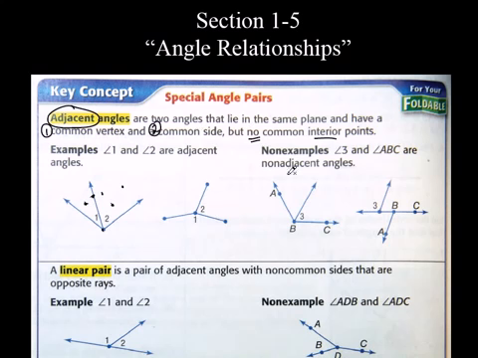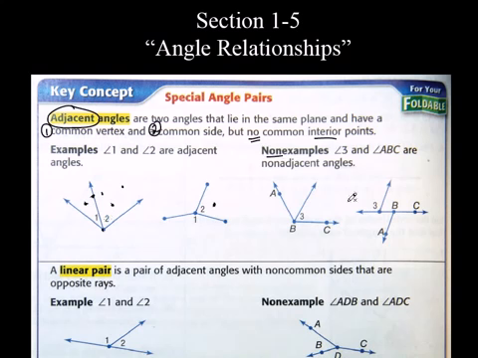No common interior points. Is there any way that I can put a point in angle 2 and it also be in angle 1? No, there's no way. So that means that there's no common interior points. So yes, that is adjacent. So 1 and 2 are adjacent angles here. They're next to each other. And 1 and 2 are adjacent angles here. They're next to each other. All right, let's look at some non-examples. Let's see some situations where they're not adjacent.